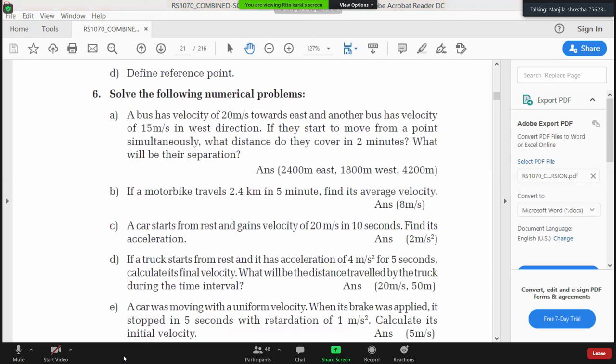Mine is 8 meter per second. Yes, the answer is 8 meter per second. Time is given in minutes; you need to convert that into seconds. Ma'am, distance is given in kilometers. Convert that into meters, and the answer will be 8 meter per second. Clear? Now, next. Any other problem?